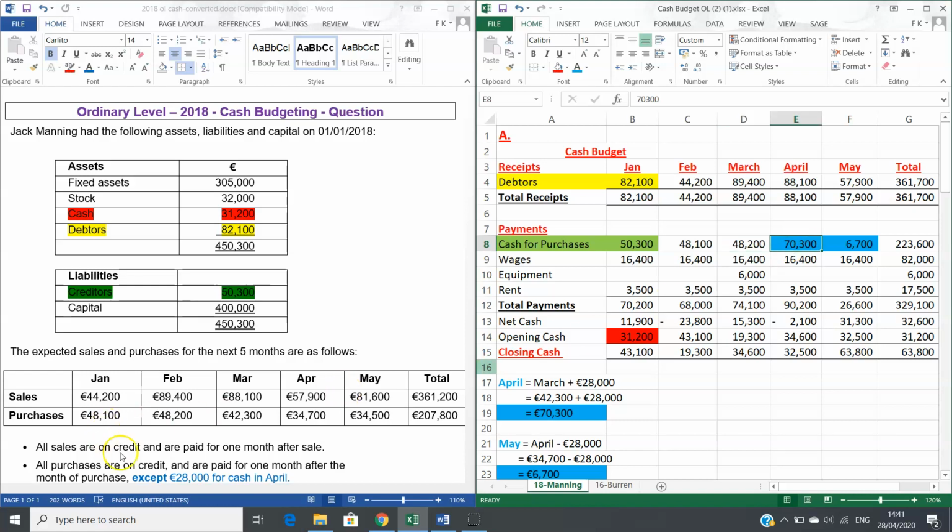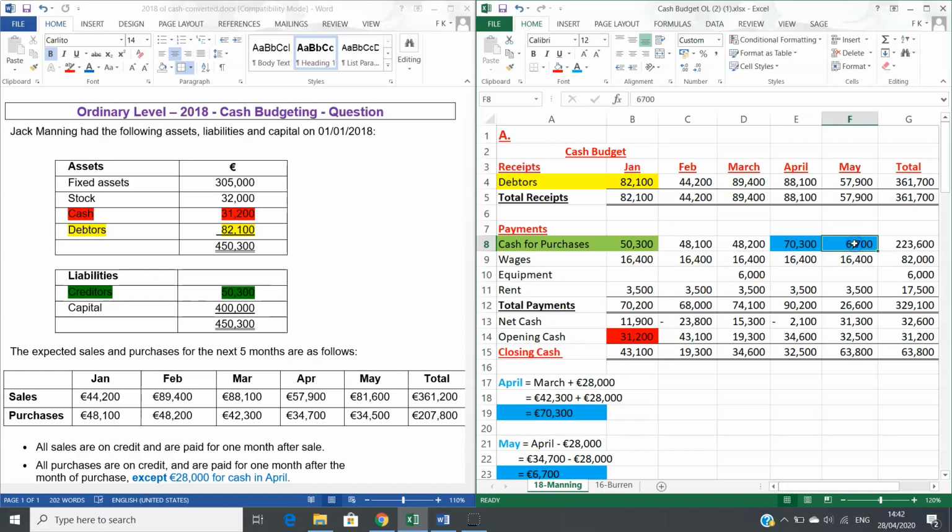Why? Let's have a look at the question. Except 28,000 for cash in April. So we made purchases in April for cash, 28,000. How do we do this then? We've just done it down here so you can see. You don't need to present this to the examiner, it's just for your information. For April, we look at the March figure first of all. The March figure is 42,300, and we're going to add on 28,000. Why? Because we paid for it in cash. So 42,300 plus 28 gives us 70,300. That's where I got that figure from.